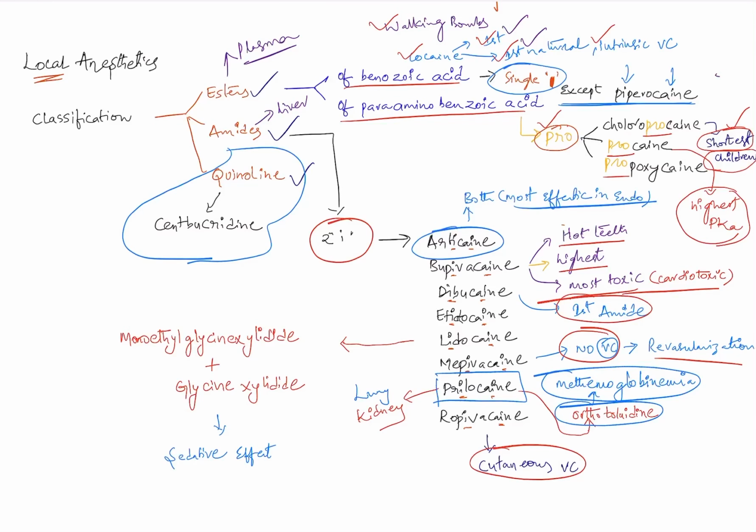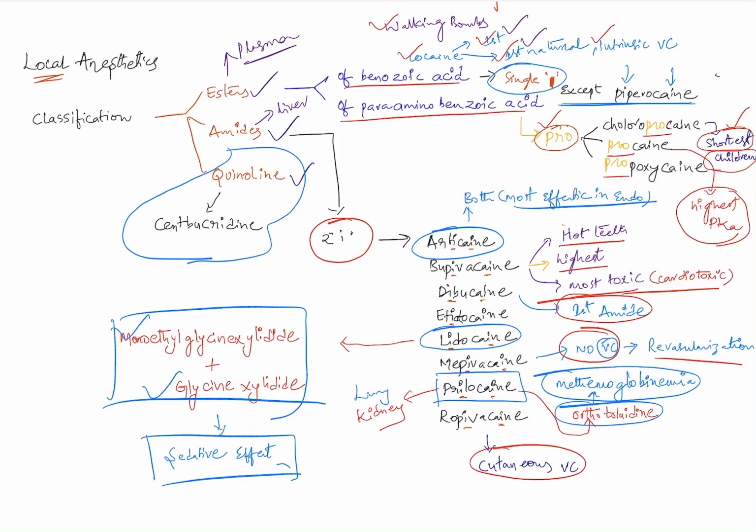And similarly, the sedative effect of lidocaine. Lidocaine is going to break into two active metabolites. These are the two active metabolites which are primarily responsible for the sedative effect of lidocaine. So it is not lidocaine that is responsible, it is these two primary metabolites which are responsible. Similarly, the methemoglobinemia caused by prilocaine is basically due to orthotoluidine, which is its primary metabolite. So these are the important aspects that you have to make a note of about the basic pharmacological classification of local anesthesia.